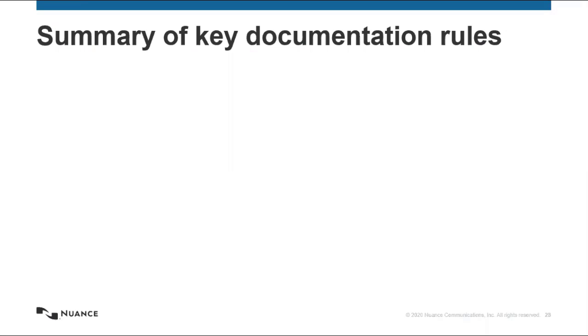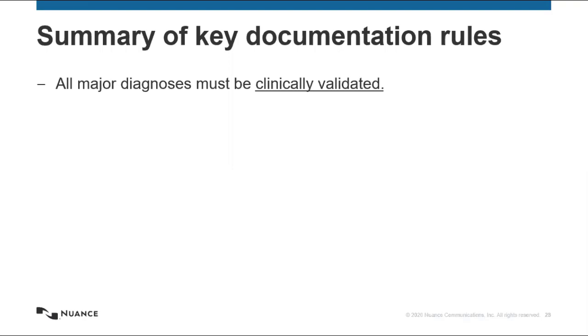Let's now talk about some of the key documentation rules. It's important you understand these rules. They are basic for all documentation, but they're particularly important as we're looking at acuity in COVID-19 patients. The first issue is that all major diagnoses must be clinically validated. That means the first time you put them down in the medical record, you need to back them up with clinical criteria or simply with your clinical findings. Either is fine, but the clinical validation is important. What we do not want is people putting down diagnoses that are not clinically validated just to puff up how sick patients are.